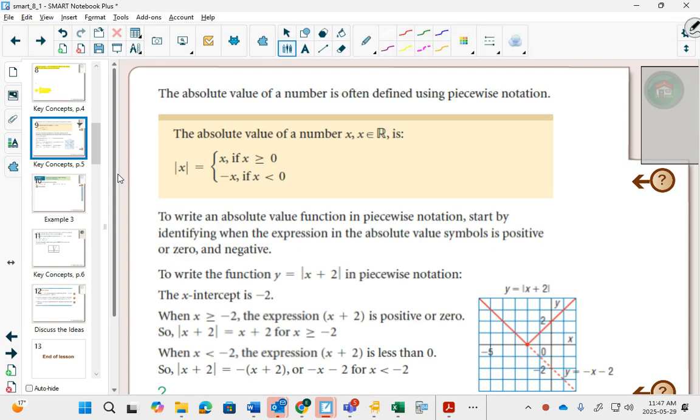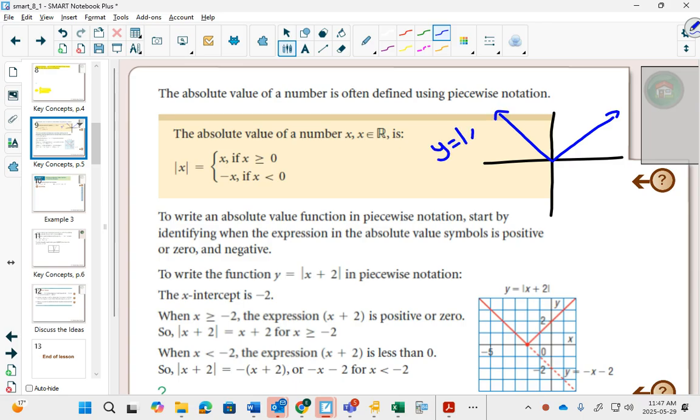Because if I would draw the absolute value of x, I'll draw it right here in blue. The blue graph here is the absolute value of x. It has 2 different lines. It's putting this green line and this red line together. The green line is just x. The red line is negative x.